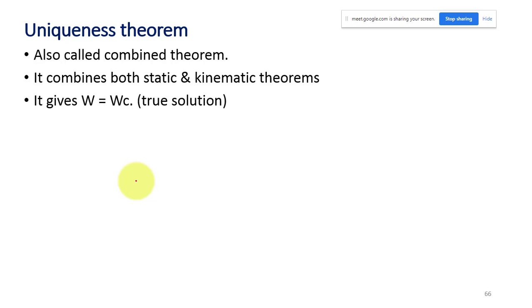If it combines both theorems, it means it is satisfying all three conditions. So this will give you the true solution, where W is equal to W. That is what you can call the uniqueness theorem. It is simply combining the results from the upper bound and lower bound, which we have to do in all the problems. If your upper bound and lower bound solutions are giving different values, then you have to take the least value as your correct, true collapse load. That is what the uniqueness theorem is saying. That is all about the theory.